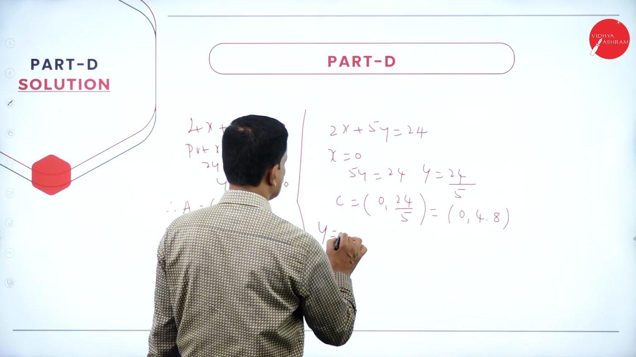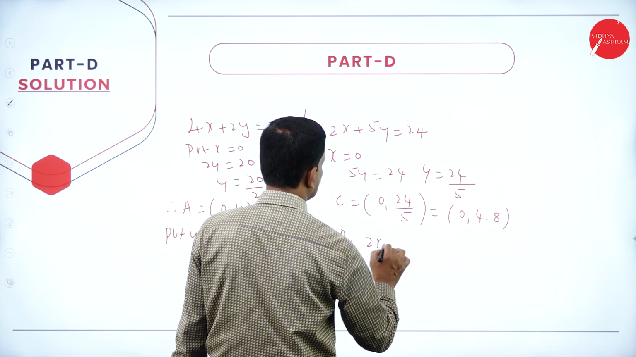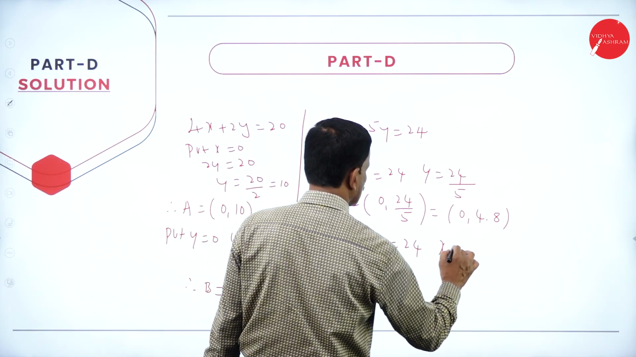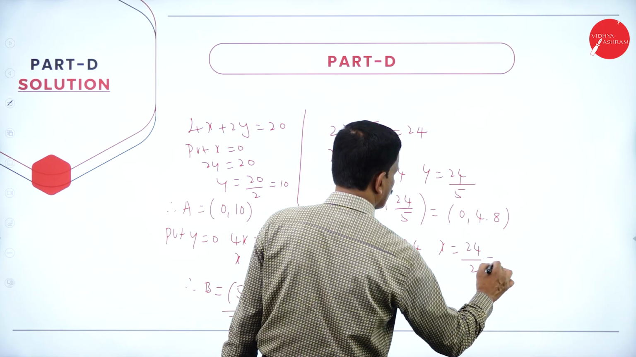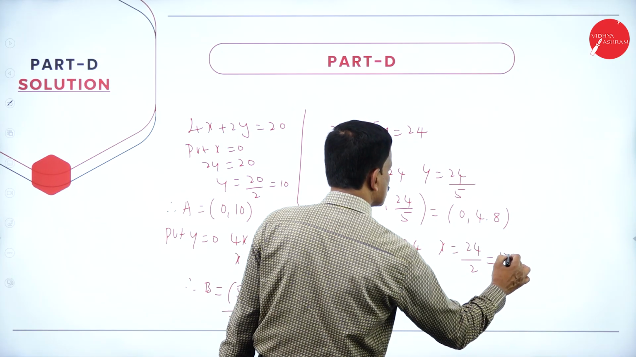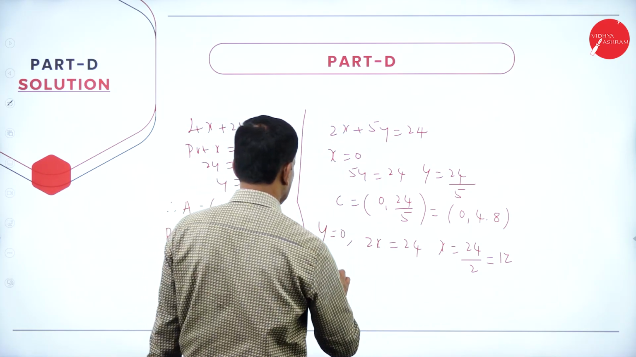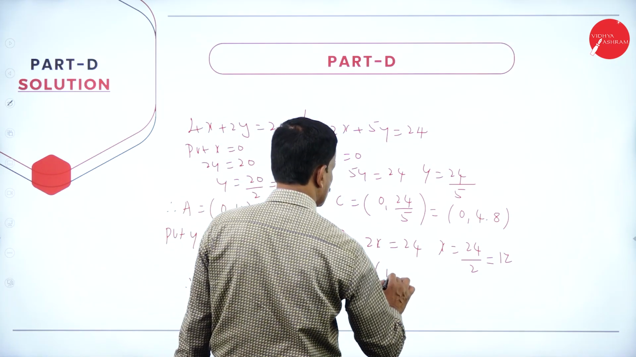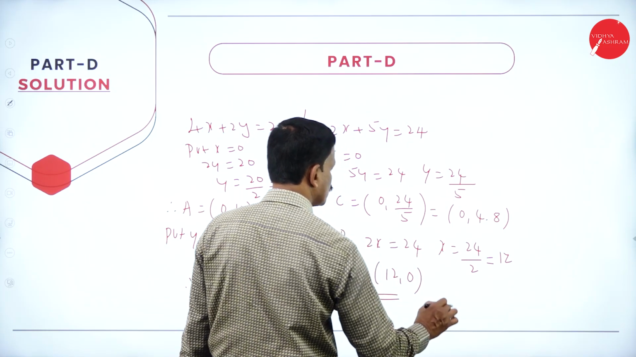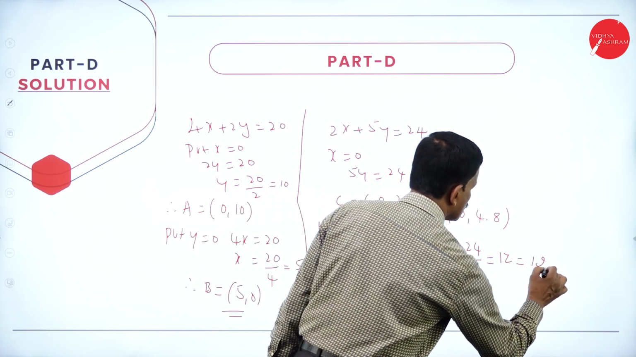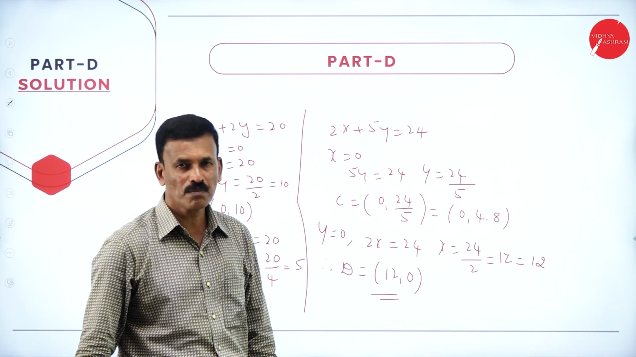Now if you put y is equal to 0, 2x is equal to 24, x is equal to 24 by 2, which means 12. So x is equal to 12. Therefore the other point D is equal to 12 comma 0. This is 12 comma 0.